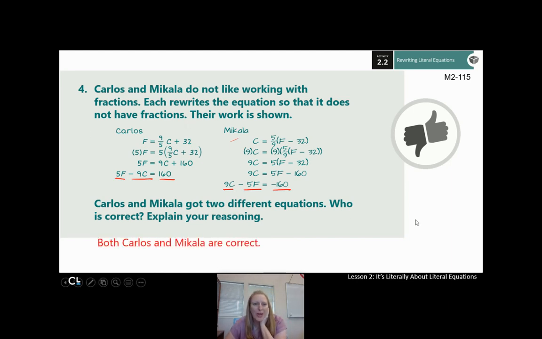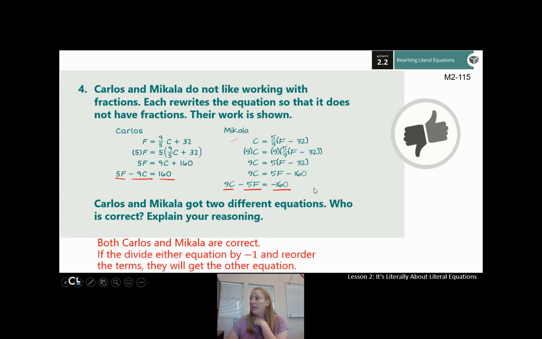They are both correct. These equations are actually equivalent equations because you could multiply everything on Carlos's equation by a negative 1 and get Mikala's equation. Or you could multiply everything on Mikala's equation by a negative 1 and get Carlos's equation. So they're both right. Good job, guys.